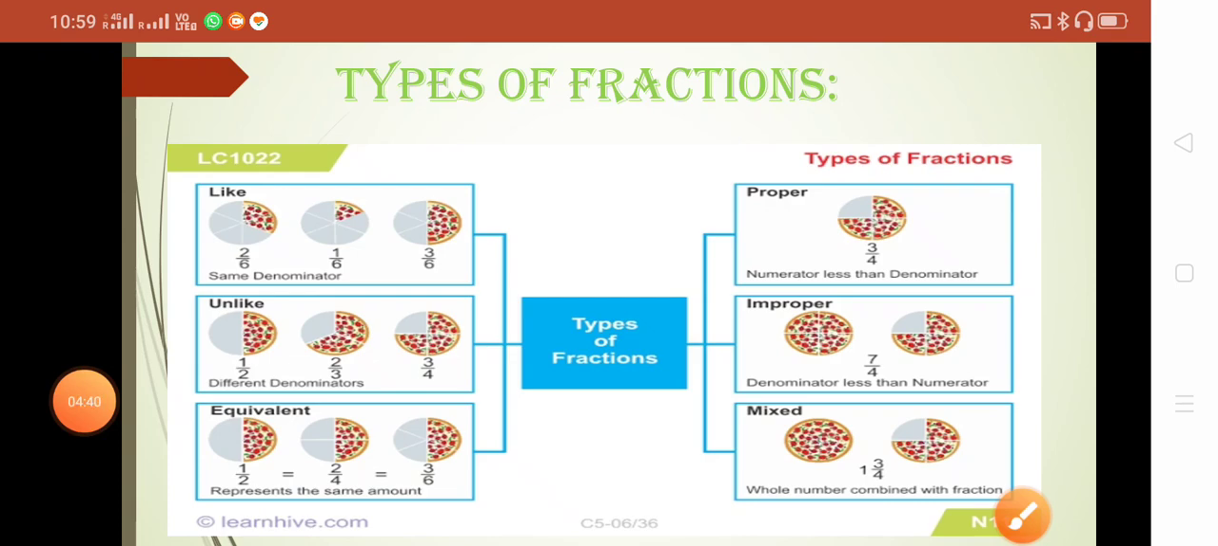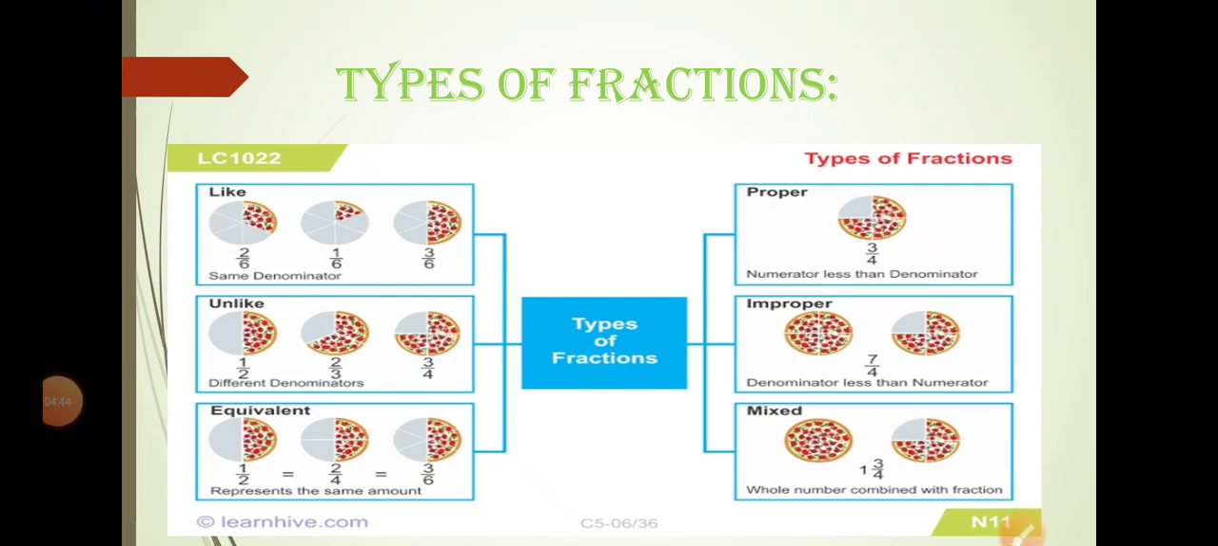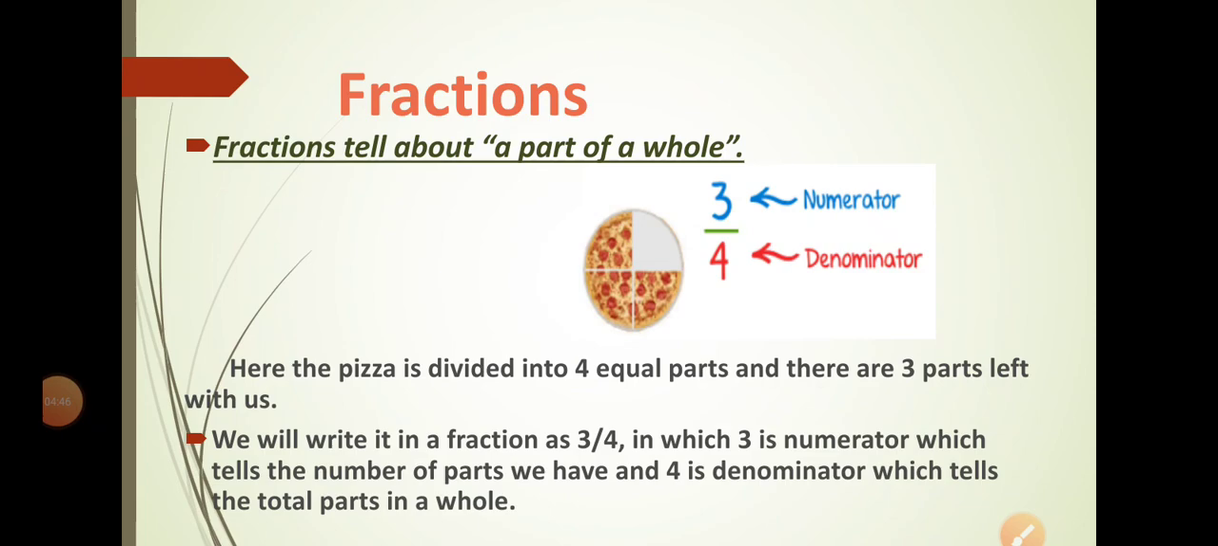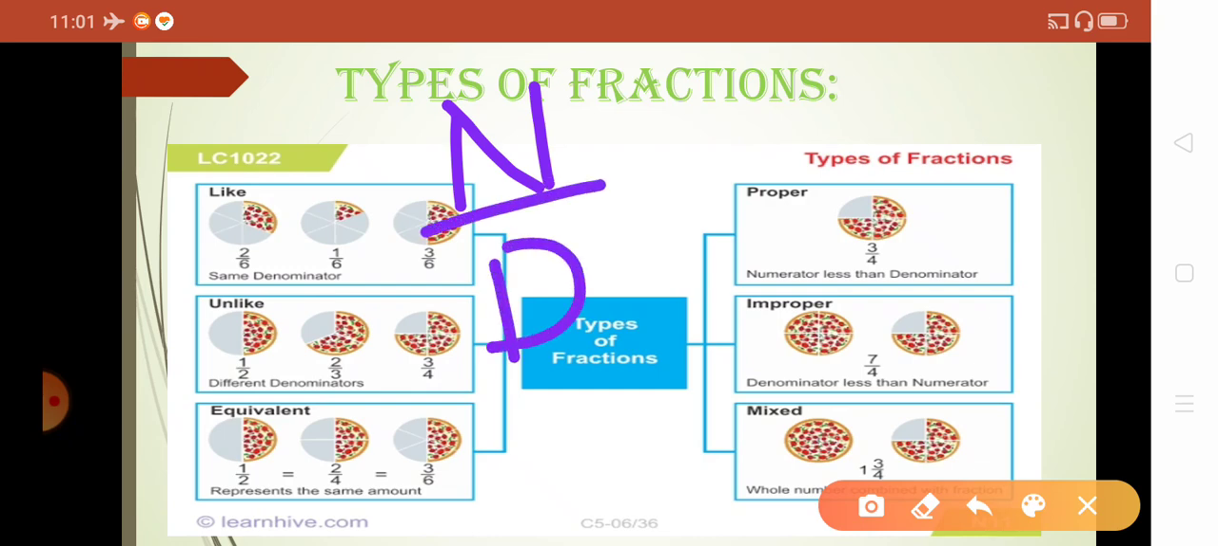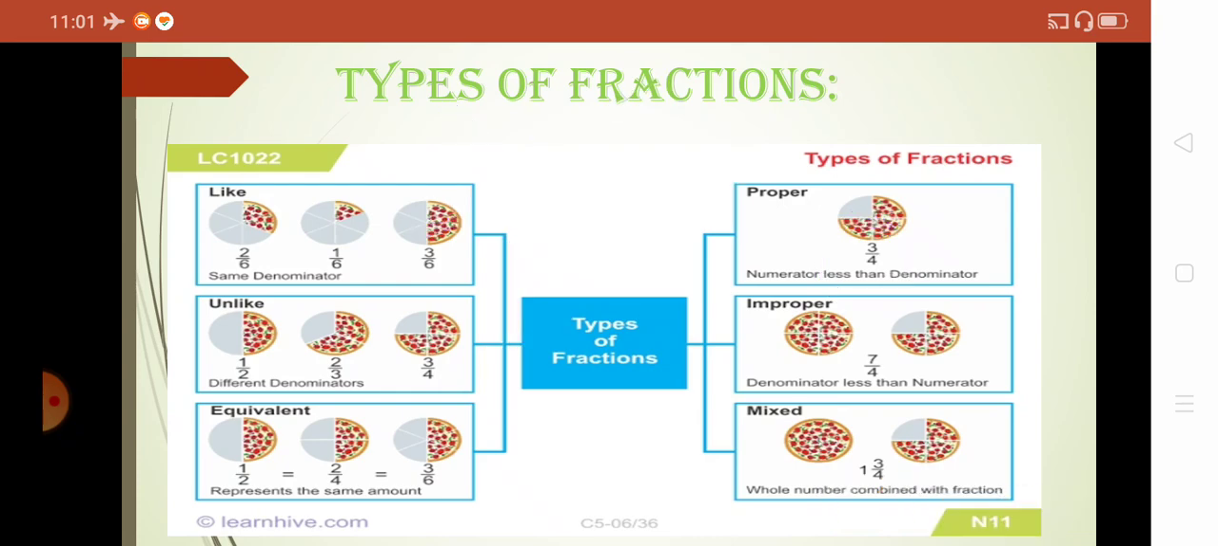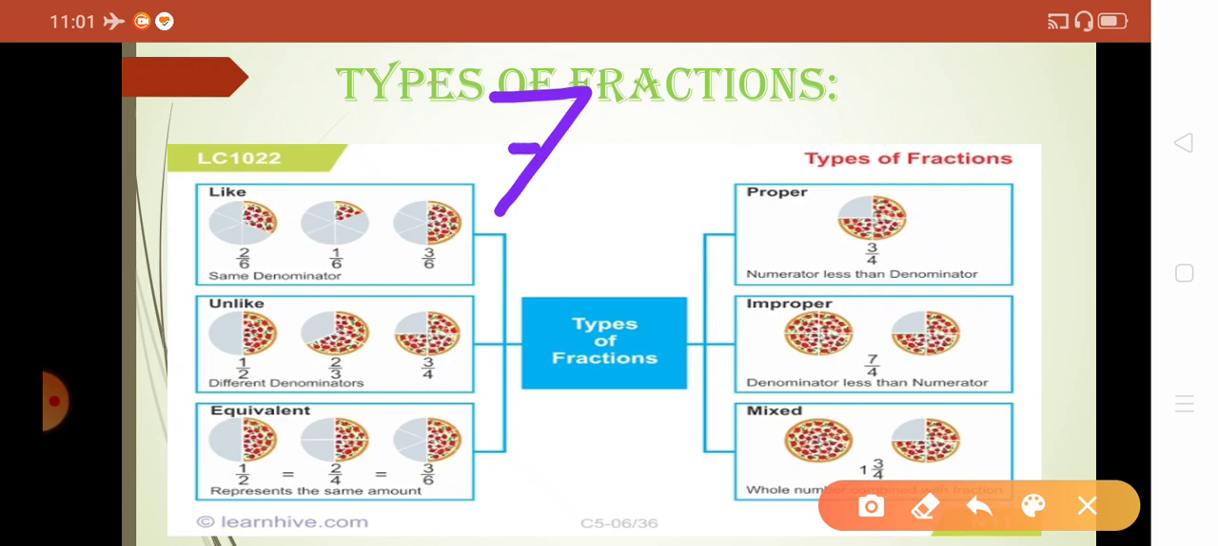The types of fractions are, first one is a proper fraction. So what is a proper fraction? A fraction in which your numerator is smaller than your denominator. That means your denominator has a greater value and the numerator has a smaller value. For example, 3 by 4 is a proper fraction. Next is an improper fraction. In an improper fraction, your numerator value is greater and your denominator value is smaller.